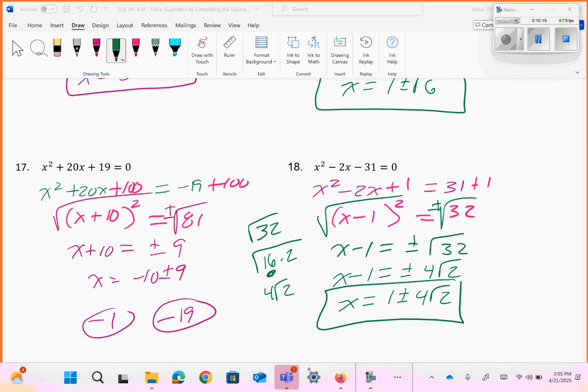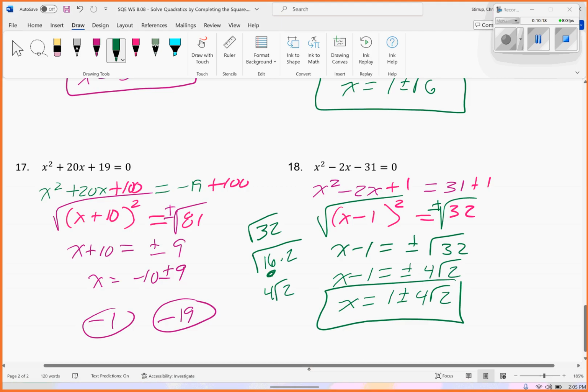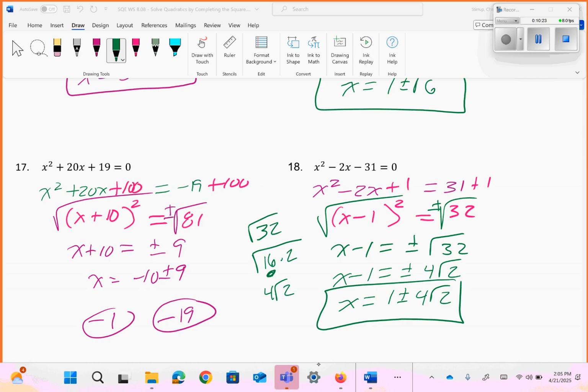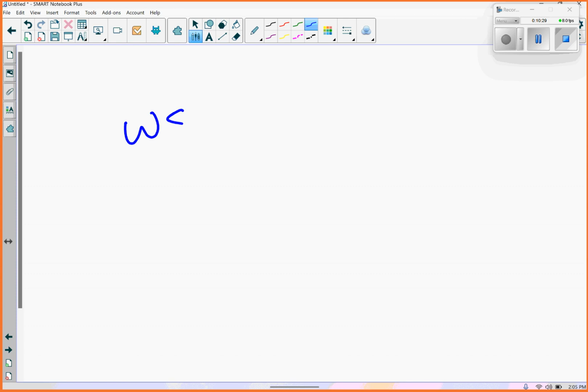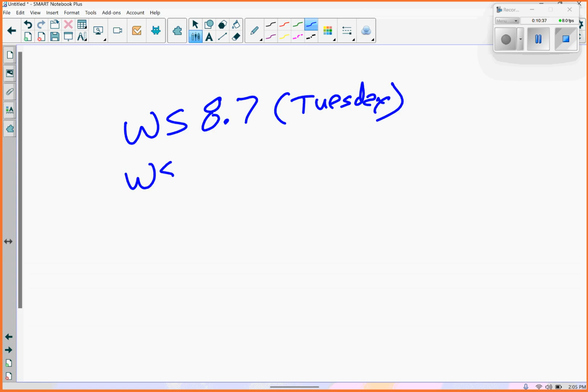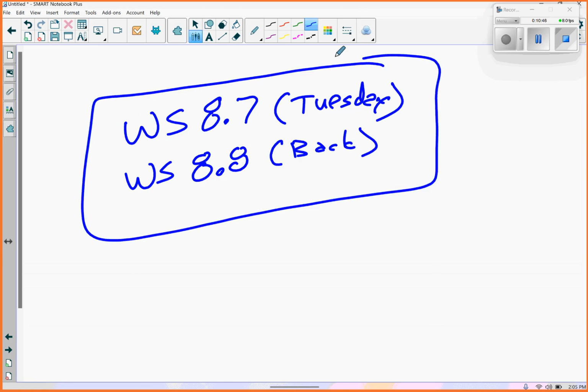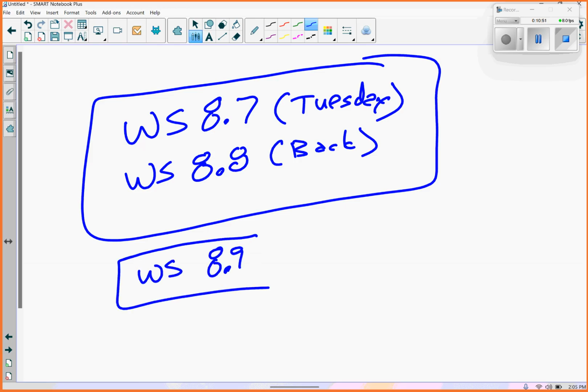I need worksheet 8.7. This would have been given to you on Tuesday last week. I need worksheet 8.8. And this is just the back. So I'm going to collect both of those. And then I'm going to give you worksheet 8.9 that we are going to work on here in a few minutes.